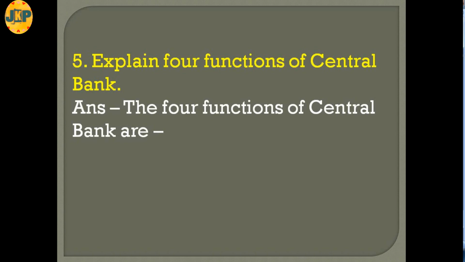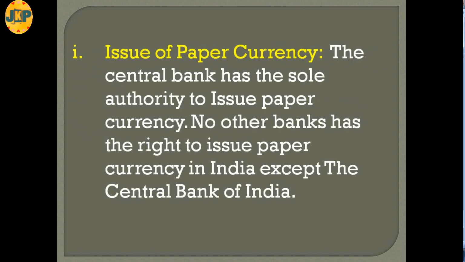Explain four functions of central bank. Another important question of this lesson. Let's see what are the functions. Number one is issue of paper currency. The central bank has the sole authority to issue paper currency. That means in India, only the Central Bank of India has the right to publish paper currency. No other bank has the right to issue paper currency in India except the Central Bank of India.